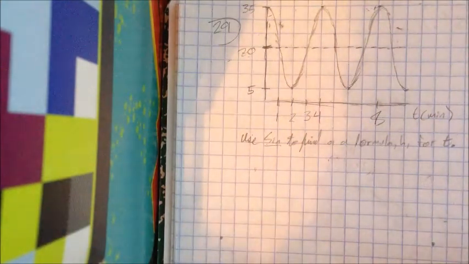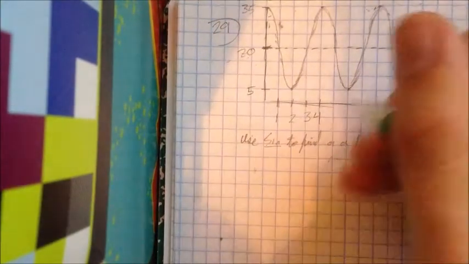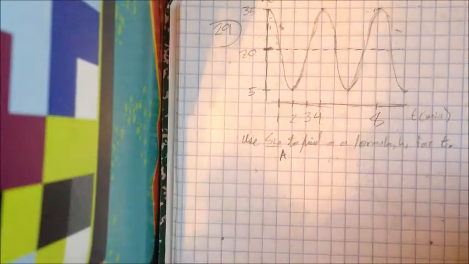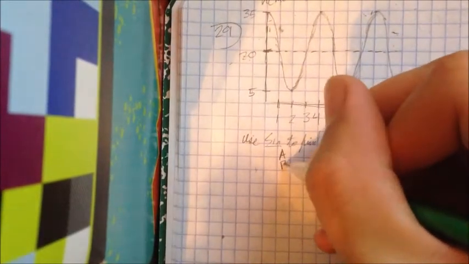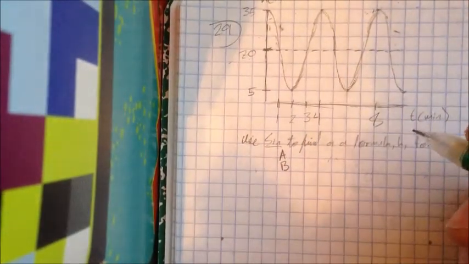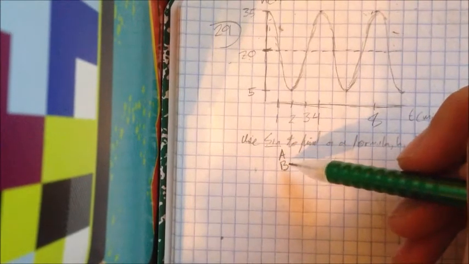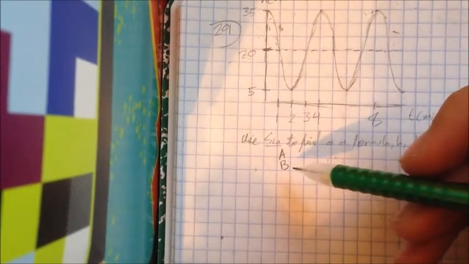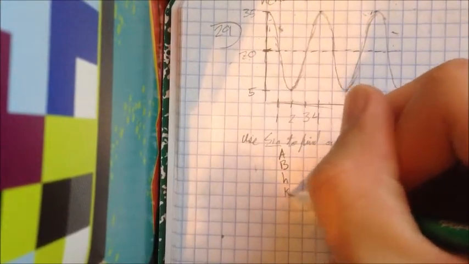All we really need to do is first identify our a value, which applies the vertical stretch. We need to find our b value, the horizontal stretch. And we need h and k.